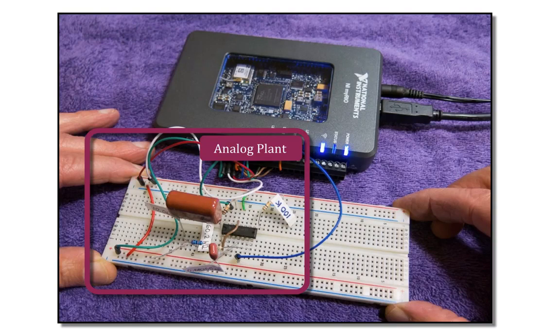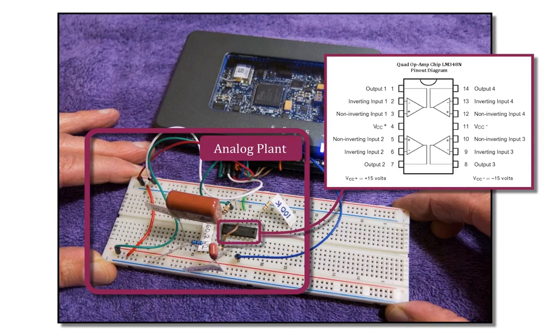Shown here is a particular analog plant. We'll be building our analog plants on these little breadboards using standard components, namely capacitors, resistors, and operational amplifiers. The particular operational amplifier chip shown here happens to be a Texas Instruments model. It supplies 4 operational amplifiers. It requires a power supply of plus or minus 15 volts, both of which can be supplied by the MyRIO.